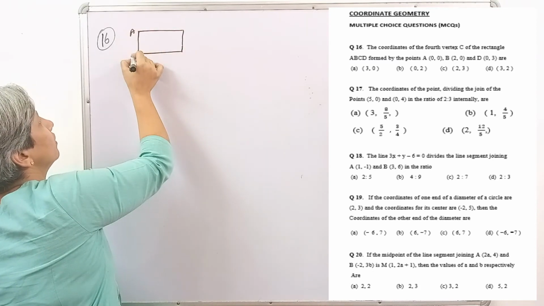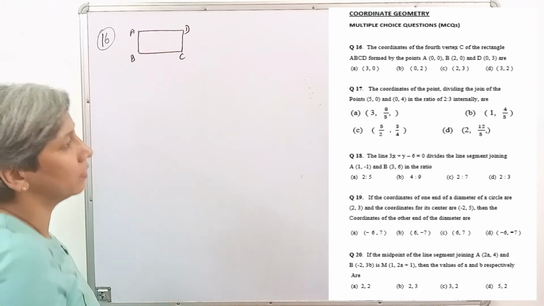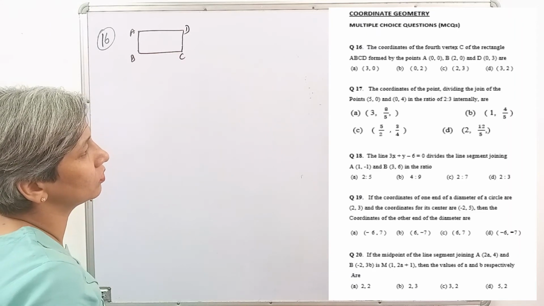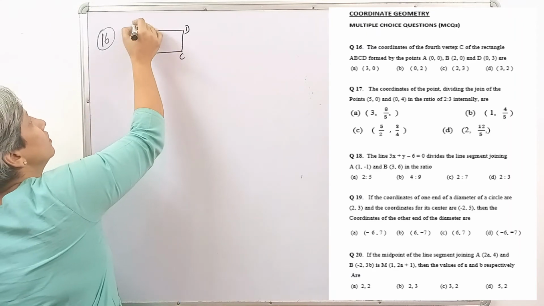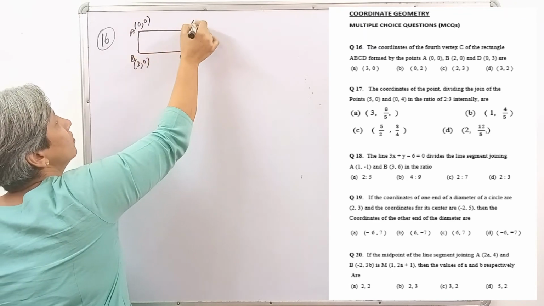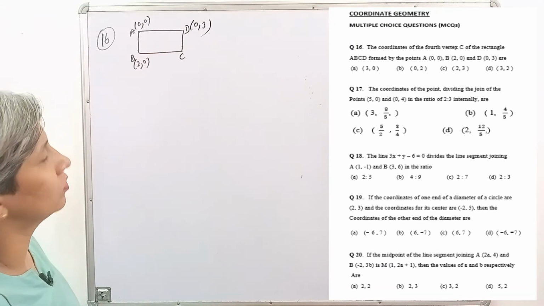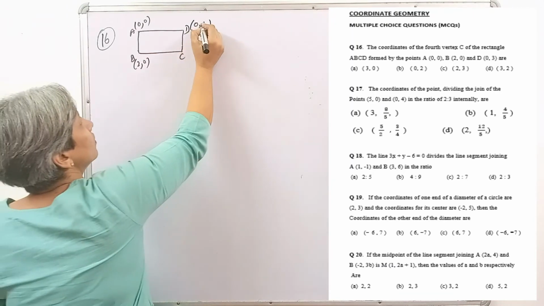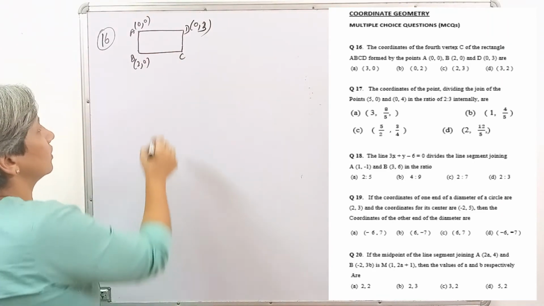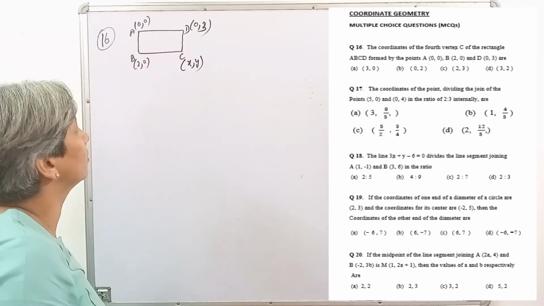Right, A, B, C, D. Given as (0, 0), (2, 0), (0, 3), and we don't know the vertex of C. Let it be (x, y), right?